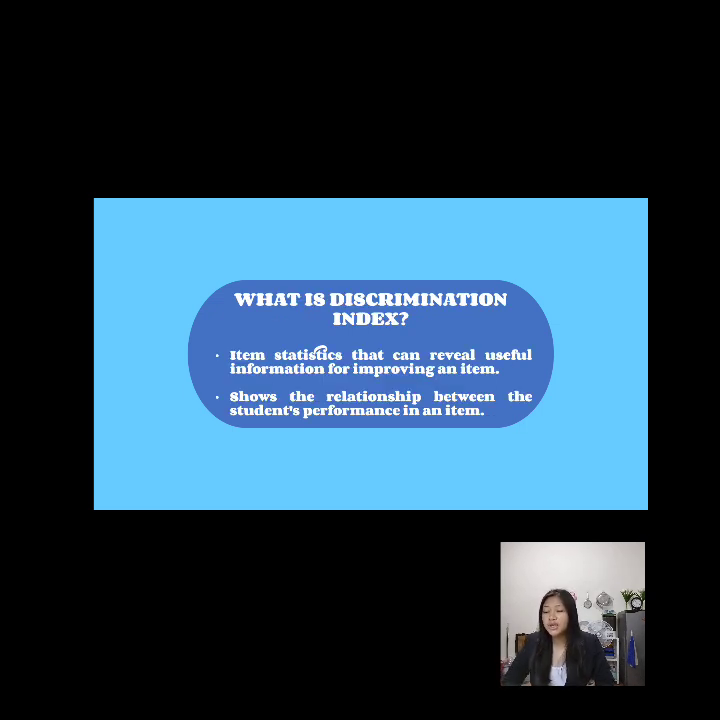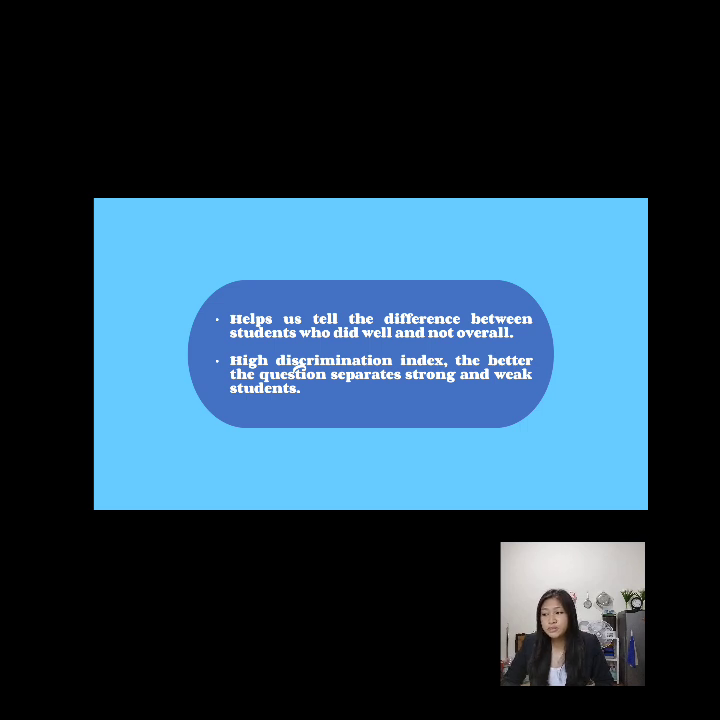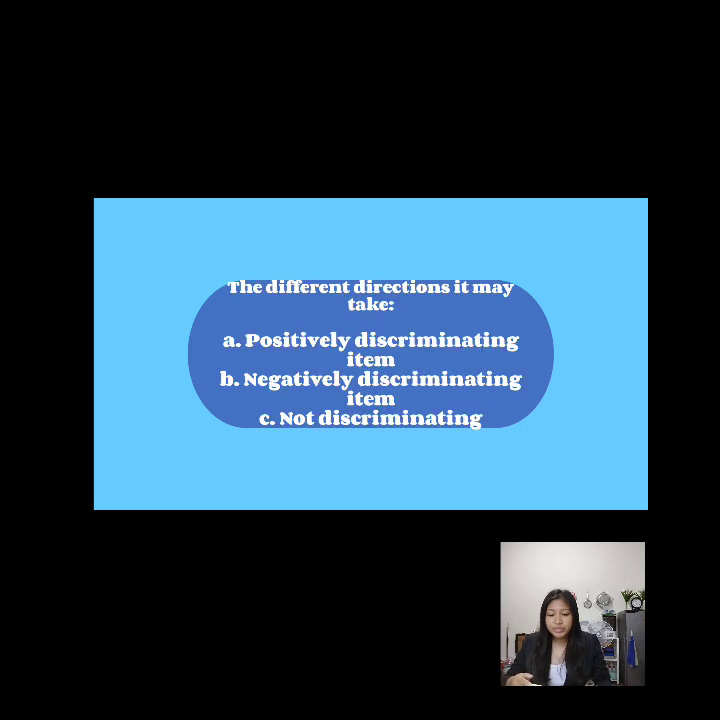Discrimination and deaths is basically an item statistic that can help us reveal useful information for improving an item or questionnaire. It shows the relationship between the student's performance and an item and helps us tell the difference between students who did well and did not overall. A high discrimination index means the better the question separates strong and weak students. So the discrimination index has a rule or nature.